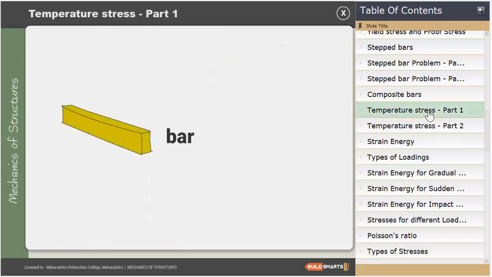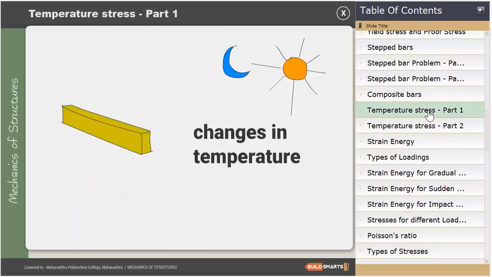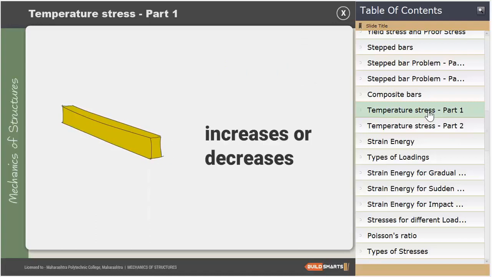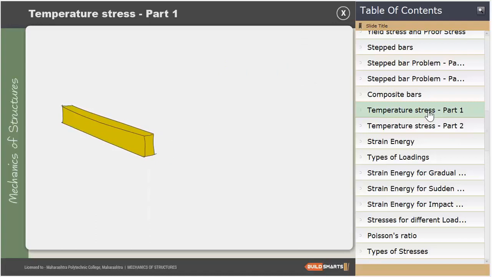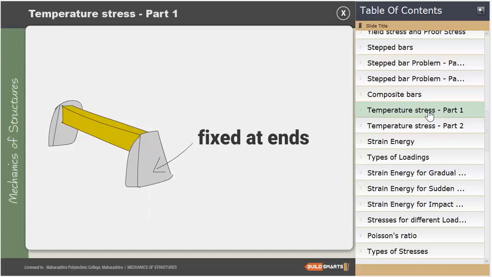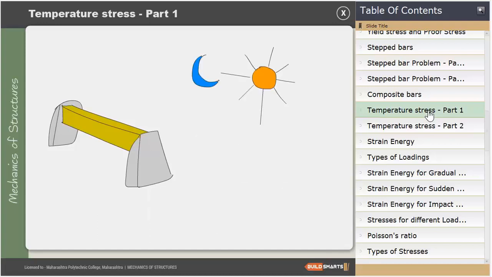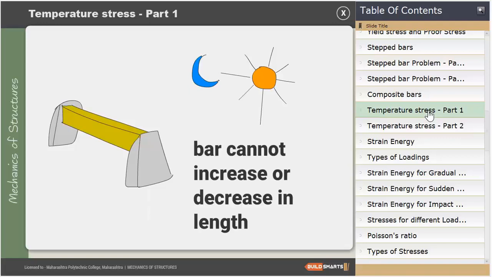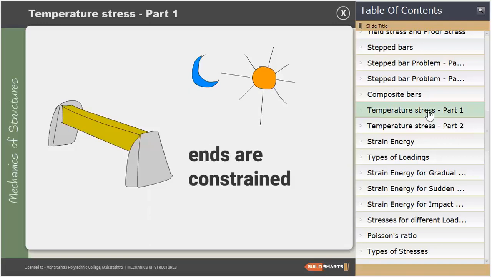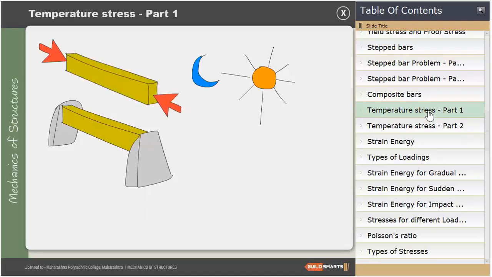Consider a bar. Due to changes in temperature, the bar length increases or decreases freely. Now consider the same bar, but fixed at both ends. Due to temperature changes, the bar cannot increase or decrease in length, because its ends are constrained. In this case, its behavior is similar to a bar acted upon by forces at the ends.